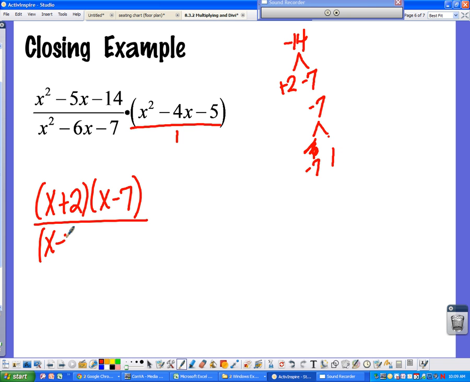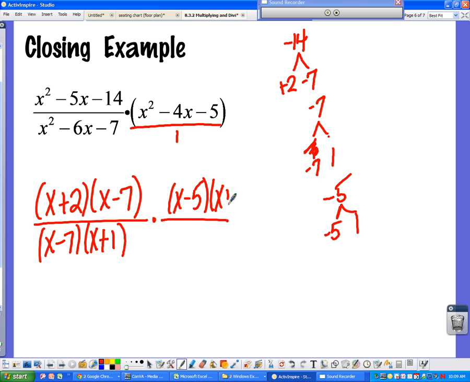So I get x minus 7 and x plus 1, times, and on the top, a -5 times 1 gives me my -4. So x plus 1. And on the bottom, I just have a 1.